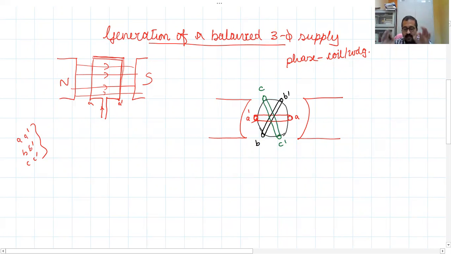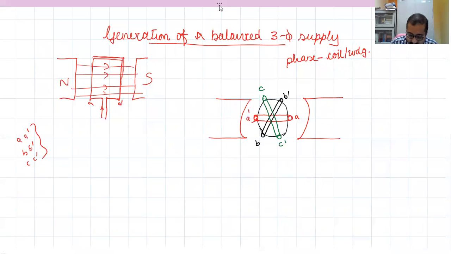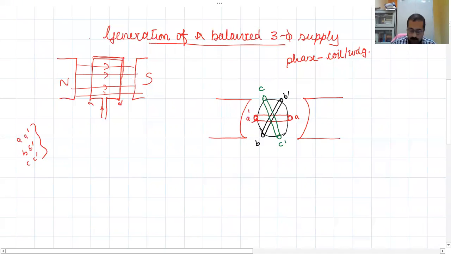Okay, so we have taken a cross-sectional view. That is why you cannot see it in this form. We are seeing just a cross-sectional view. Okay, so A dash, B dash, and C dash. Fine. Now what happens? All these things will start rotating in this magnetic field.